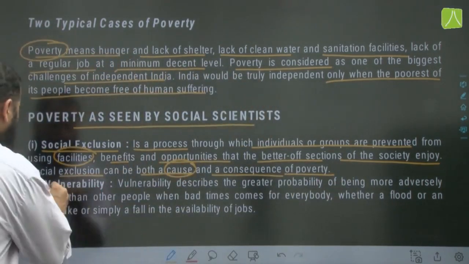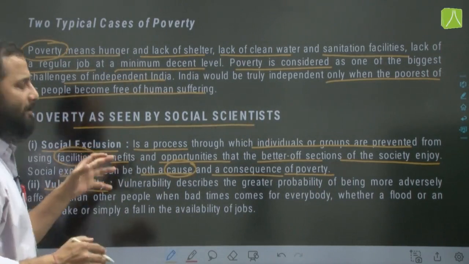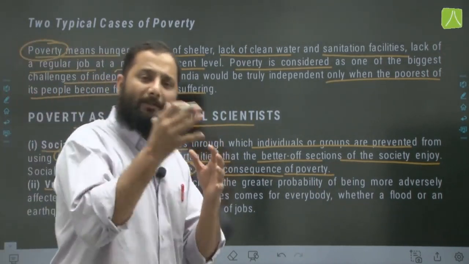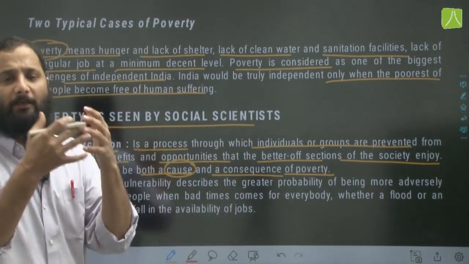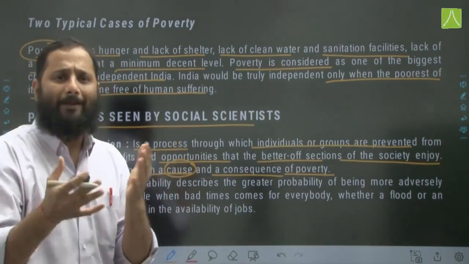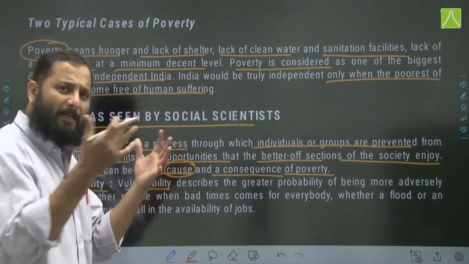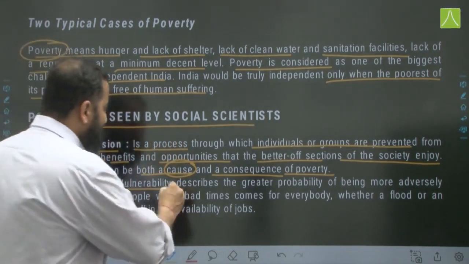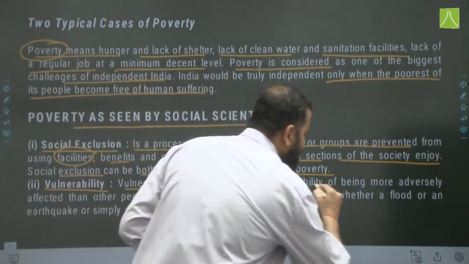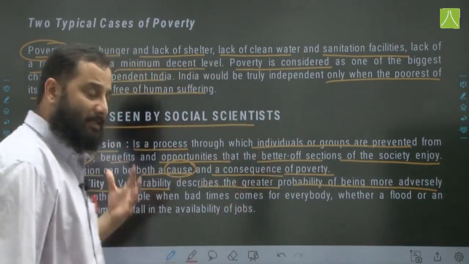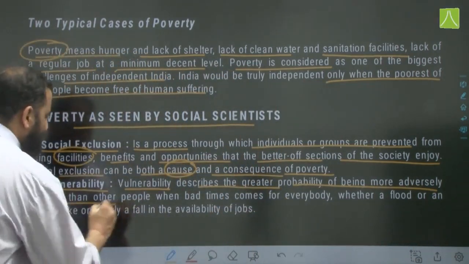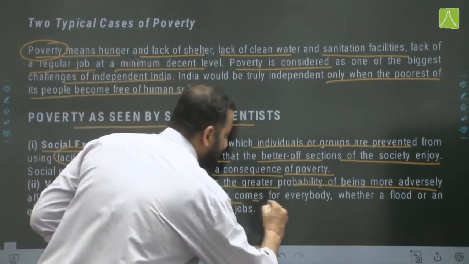अब वल्नरेबिलिटी क्या होता है? That is the person who faces a greater risk in terms of a catastrophic situation. That is vulnerability, कौन सबसे ज्यादा वल्नरेबल है किसी चीज को लेके, it describes the greater probability of being more adversely, that is negatively affected than other people when bad times come for everybody.